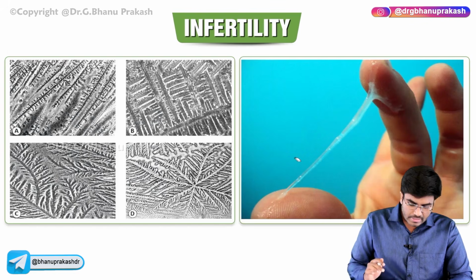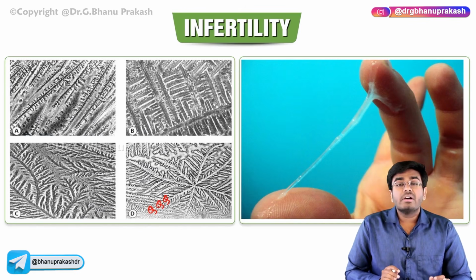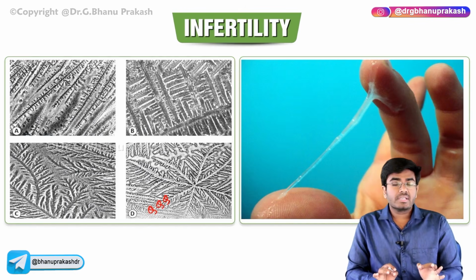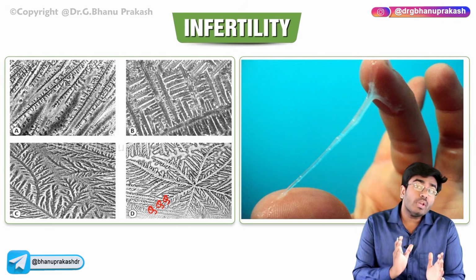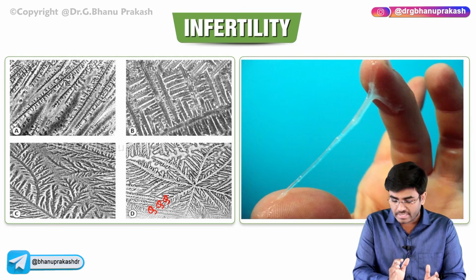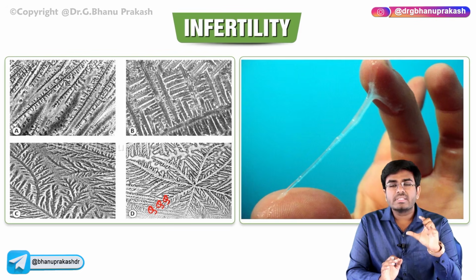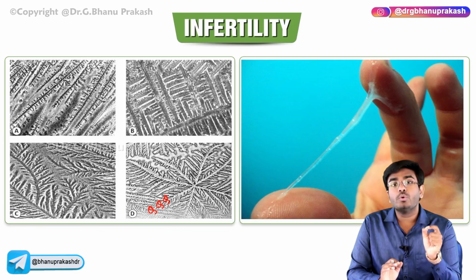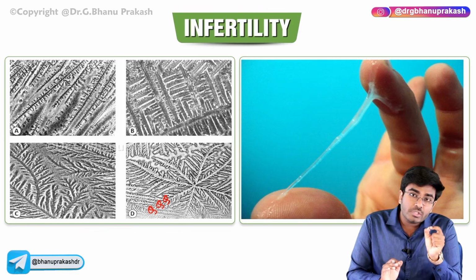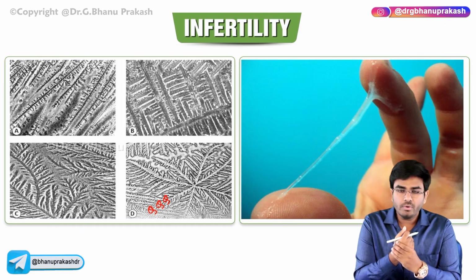Now, after this, guys, here you can clearly see the ferning appearance of the cervical mucus, which will be seen during the proliferative phase of the menstrual cycle, and in the second image, it's very clear that the cervical mucus is stretchable. So stretchability and ferning are due to the effects of estrogen, which are seen in the first half of the menstrual cycle, that is the proliferative phase.